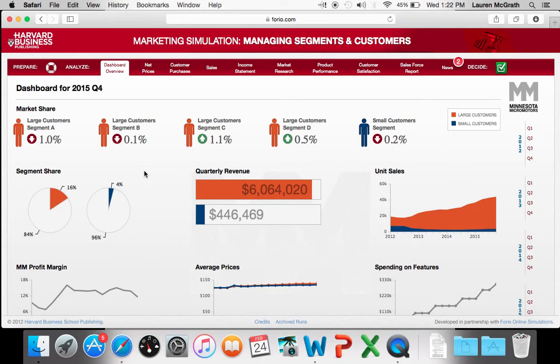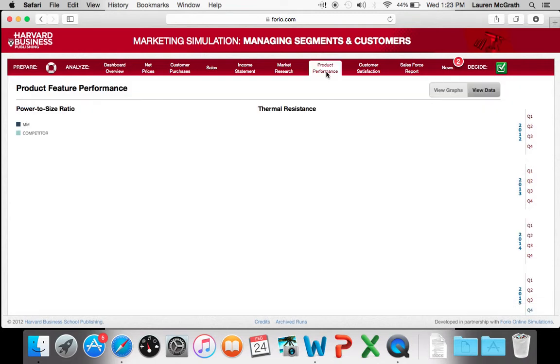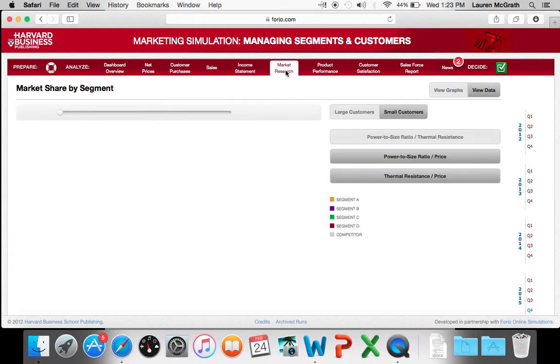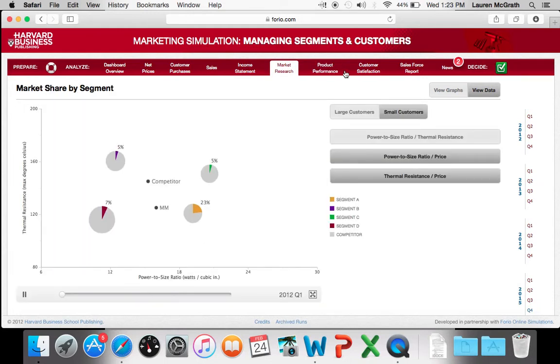Large customer segment C is a new market. They're not with us. They're not with the competitor. They're not price sensitive. And the quality of both the power to size ratio and the thermal resistance was really important to them. The sales was really important in this category since we're trying to win them over from the competitor.